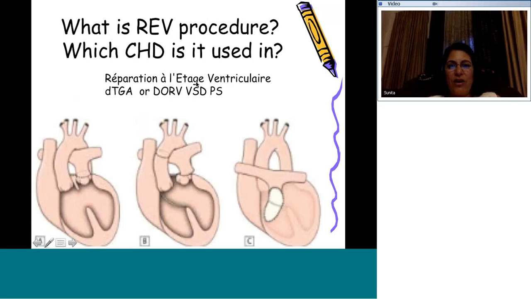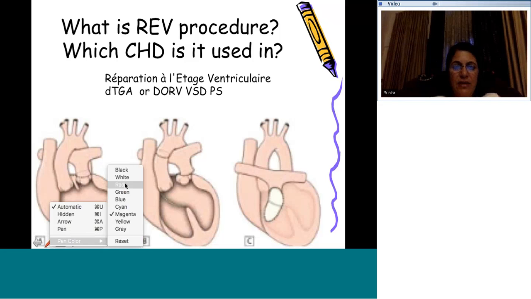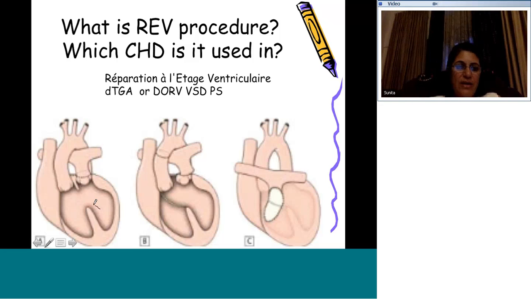So reparation a l'etage ventriculaire. If you see here, you've got aorta coming from the RV, PA coming from LV, so it's a TGA. It similarly could be DORV, VSD and PS. But in this, either you can do a Rastelli, right? So if you were to do a Rastelli, what would you do? You would connect LV to aorta here and you would put a homograft here. So that would be your Rastelli. But if you did the Rastelli, what would happen? As the child grows, you will need to replace the homograft.